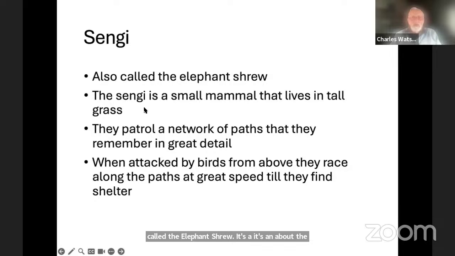It lives in tall grass, and the interesting thing about the animals is they spend all day walking through the grass, clearing the path. They eat insects along the way, but their main thing is to make sure the paths are absolutely clear and safe for running along, and also that they remember every millimetre of every path. So when they're attacked by birds from above, they race along these paths at an incredible speed. You will enjoy the David Attenborough documentary if you can find that. There's one available on the web, and it's only about 15 seconds, but the speed with which they move through these paths is absolutely fantastic.